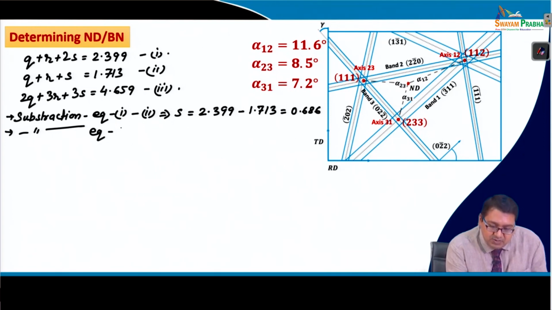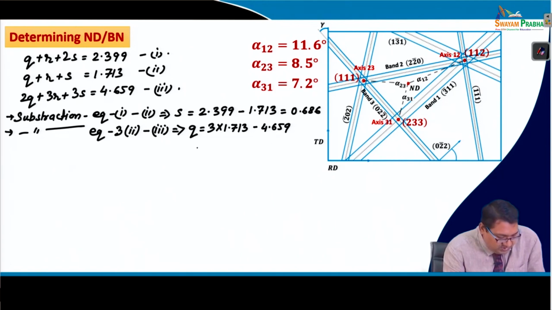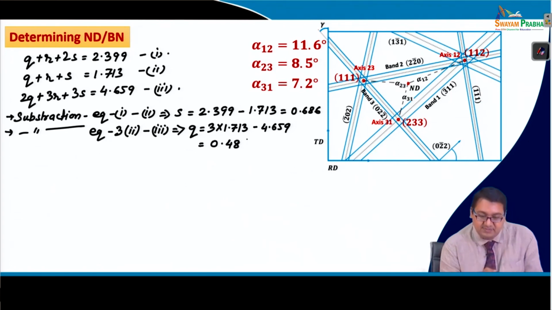Now let us do a second subtraction. If you take equation number 2 and multiply it first with 3, and then subtract equation number 3 from it, then what will happen? You can see that 3Q plus 3R plus 3S minus 2Q minus 3R minus 3S gives you the value of Q, which is equal to 3 times 1.713 minus 4.659. So this becomes equal to 0.48.